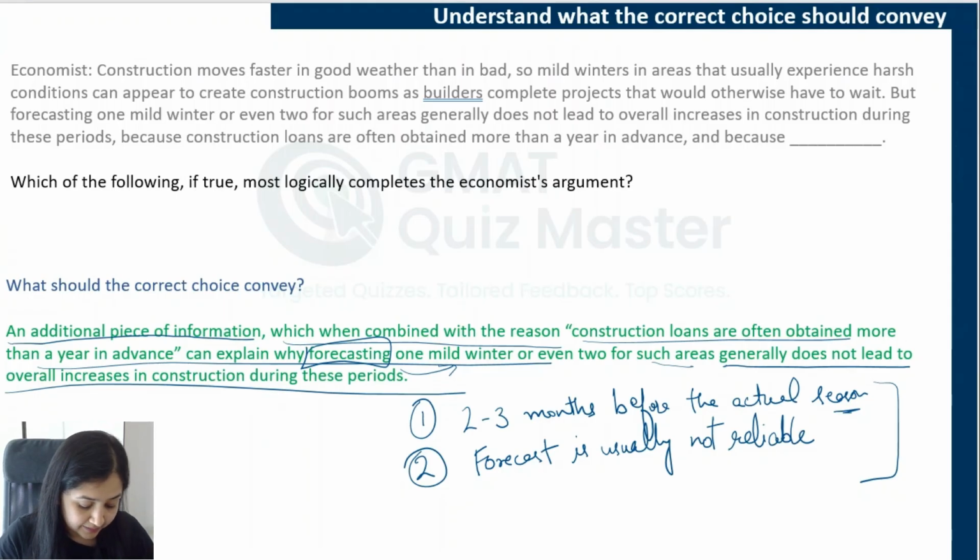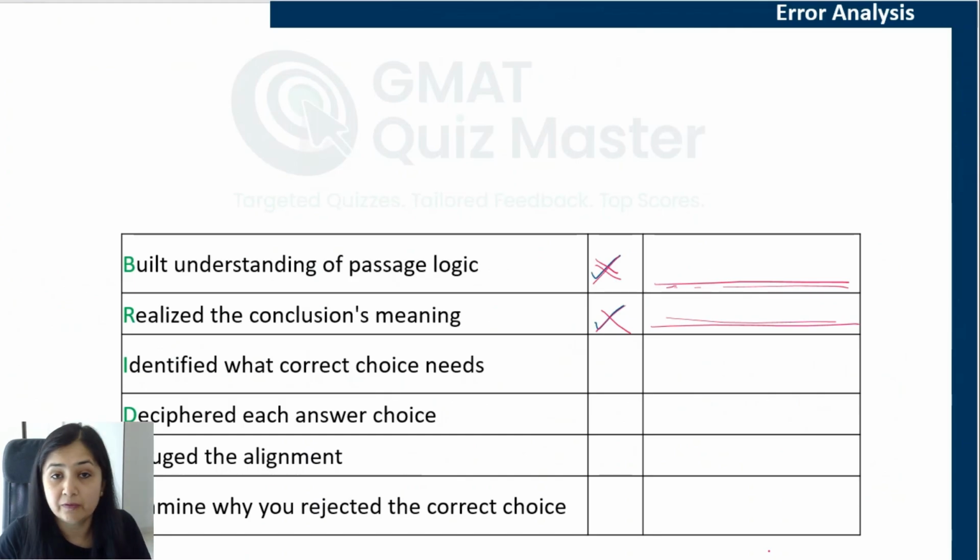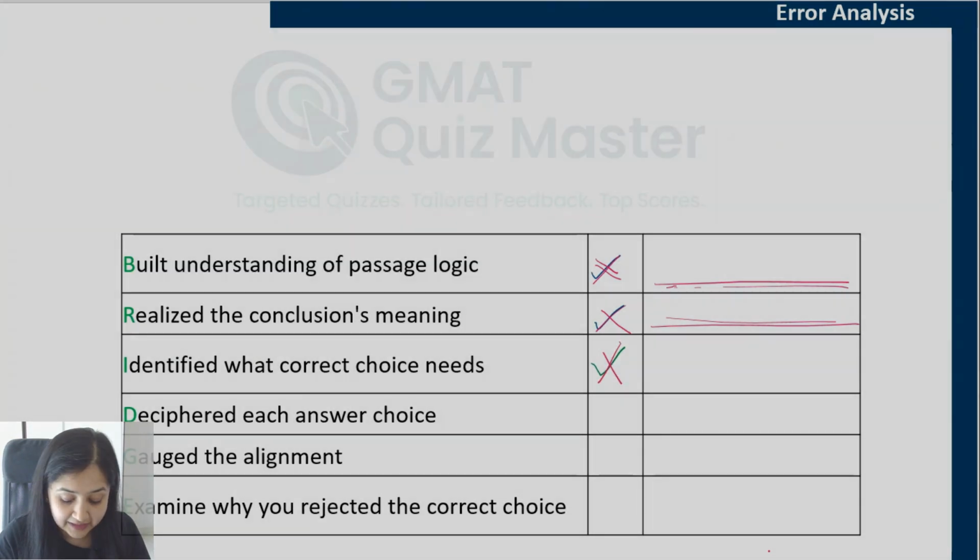Now let's update our bridge table. This is a very important aspect for this question and for similar questions: to understand what the correct answer choice needs to convey. You understood that the first reason is incomplete and the second blank needs to provide that information that can complete the first reason. If your understanding was correct, mark a tick here. If you did not have this understanding or you did not even think about it, then mark a cross here and write down the exact reason.